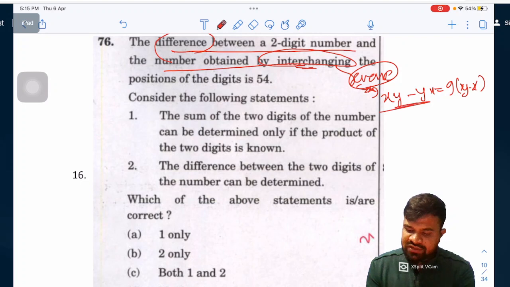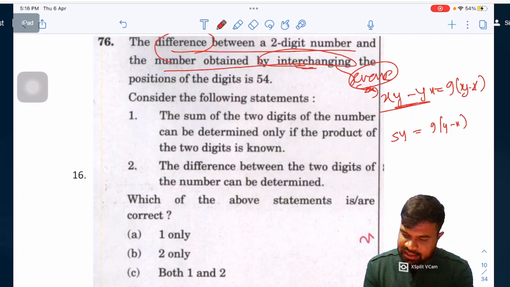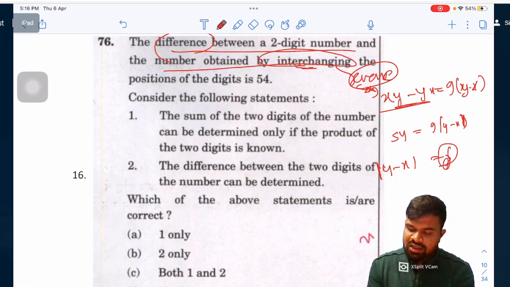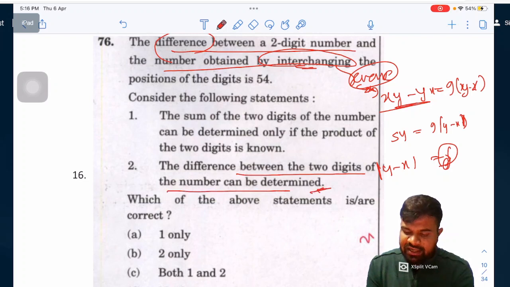Now this difference is 54. 54 is equal to 9 into y minus x. So from here we know that y minus x, the difference of the digits, is 6. Now, the difference between the two digits can be determined. This we have already determined. It is 6. So, statement 2 is true.